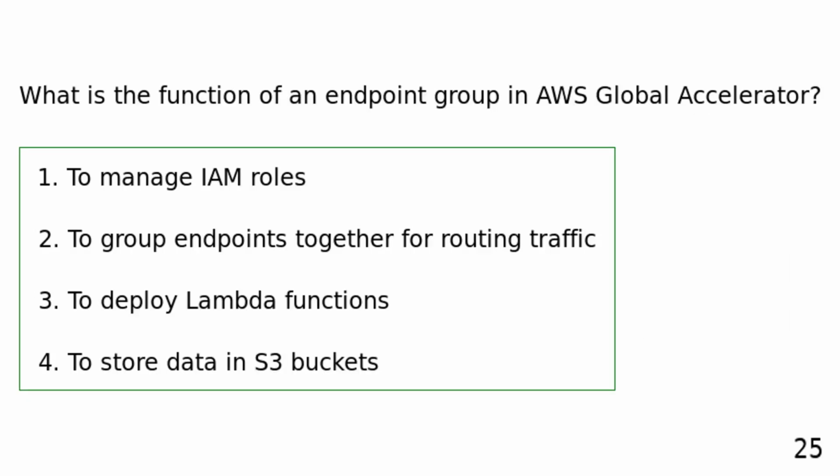What is the function of an endpoint group in AWS Global Accelerator? To manage IAM roles. To group endpoints together for routing traffic. To deploy Lambda functions. To store data in S3 buckets.